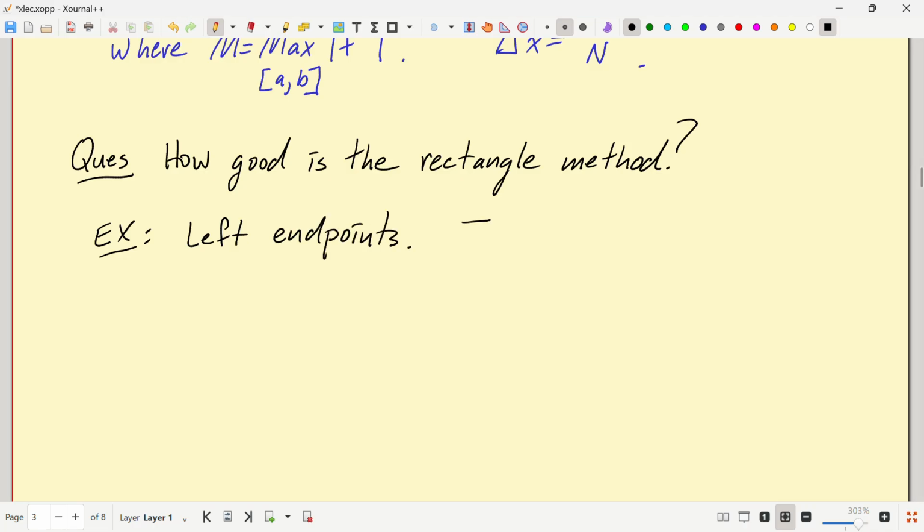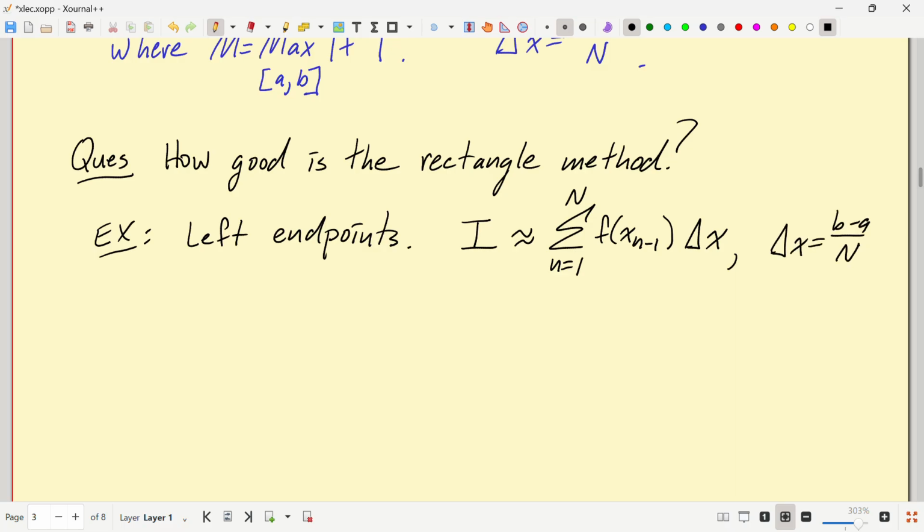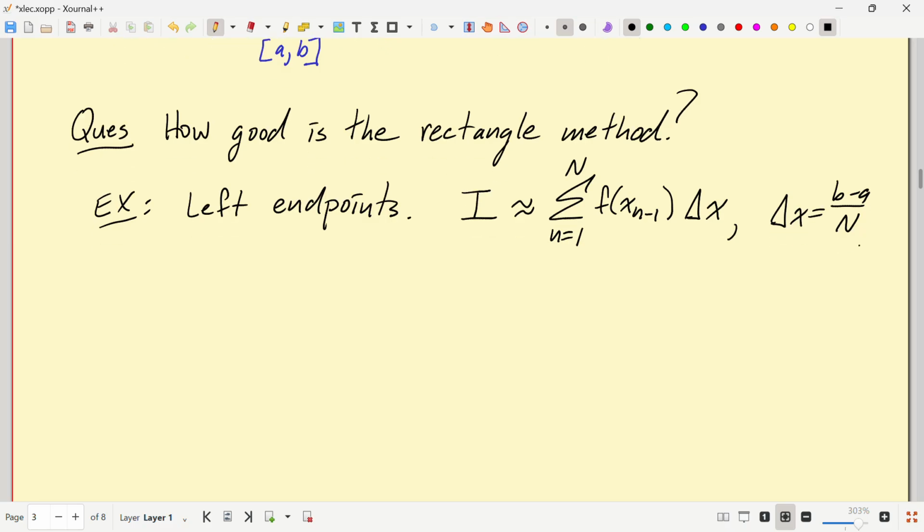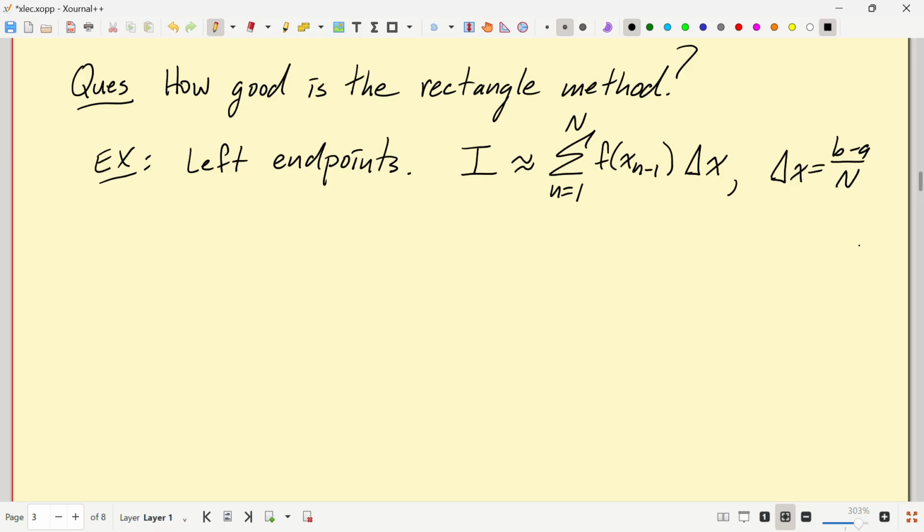So the integral would be approximated by a sum as n goes from 1 to capital N. I take the left endpoint, which would be f of x_{n-1}, times the delta x, where the delta x is equal to (b minus a) divided by capital N. Okay. And so we're going to take the actual integral minus that sum and analyze it.